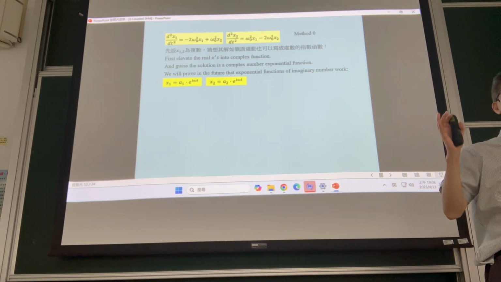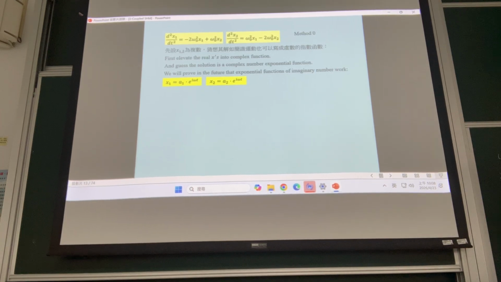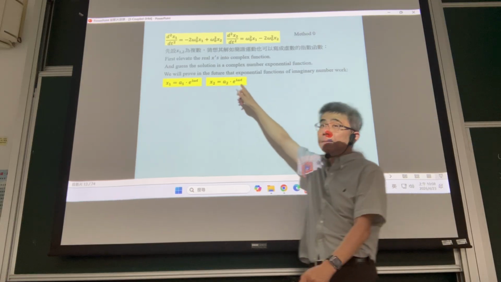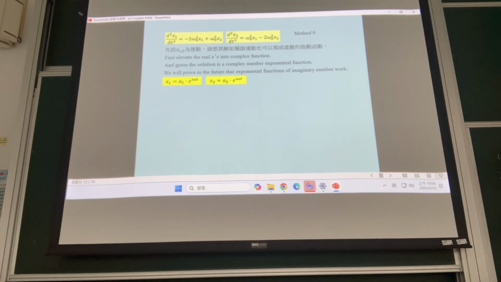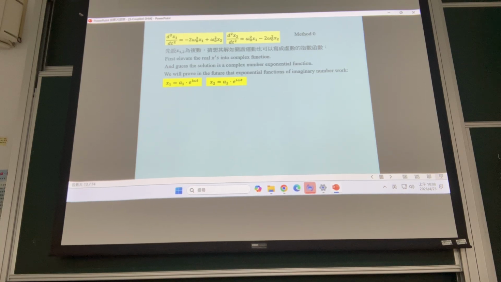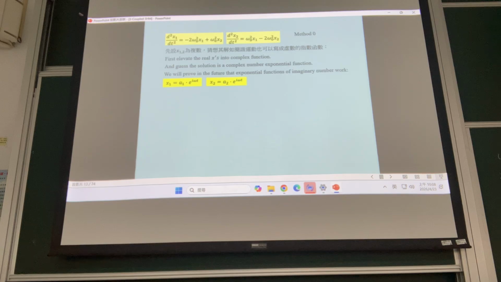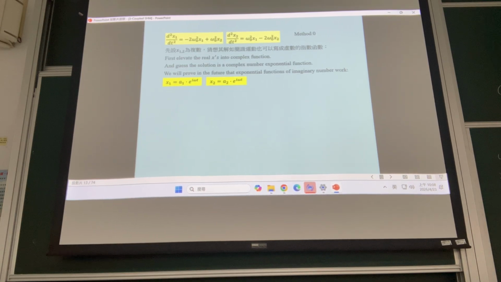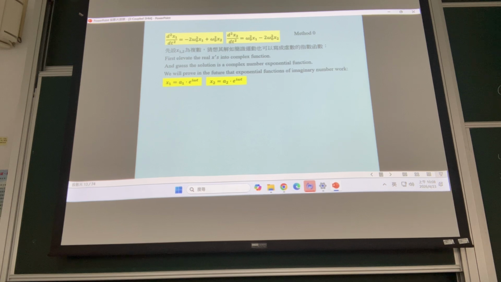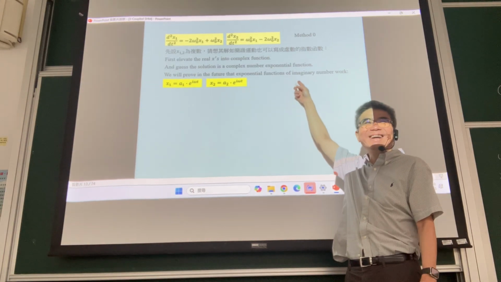Of course, the most natural way to guess is to write alpha, the complex number, instead of i omega. You see the difference? I should have written e to the alpha 1 t, e to the alpha 2 t, with coefficients a1, a2. Alpha, the complex number. But I'm going to show you that they are imaginary.